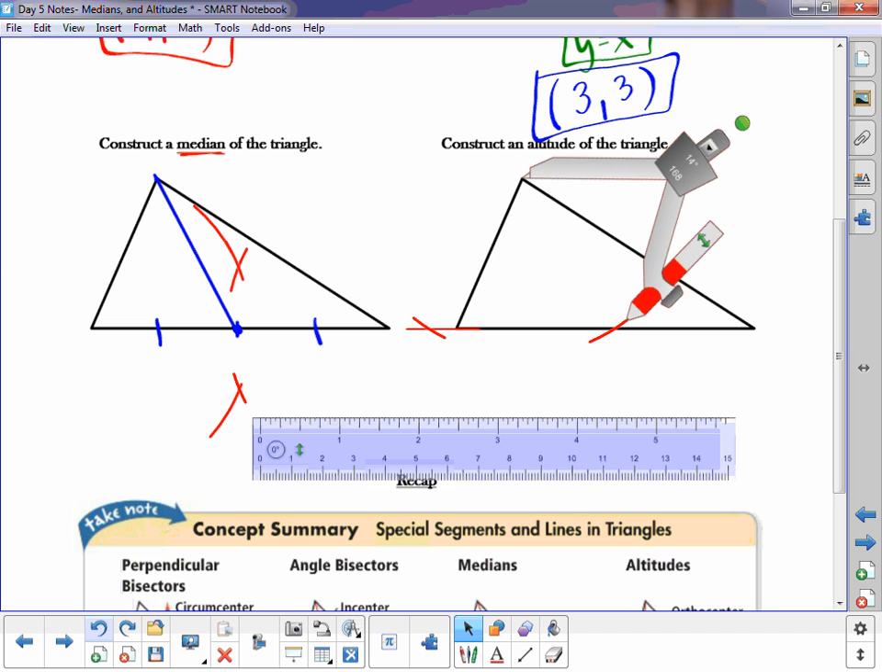Because again, I'm trying to go from this vertex to the opposite side. So I want to sit on the vertex and intersect the side in 2 spots. That's my first step.